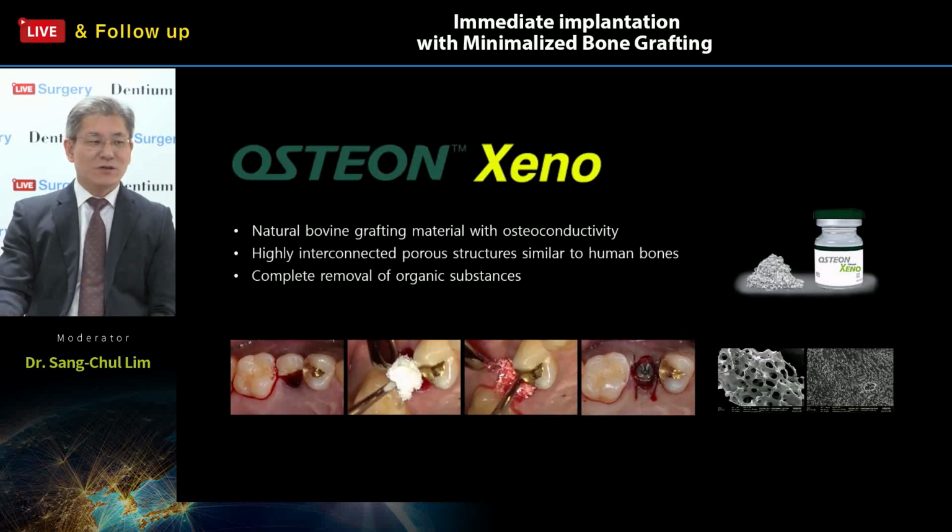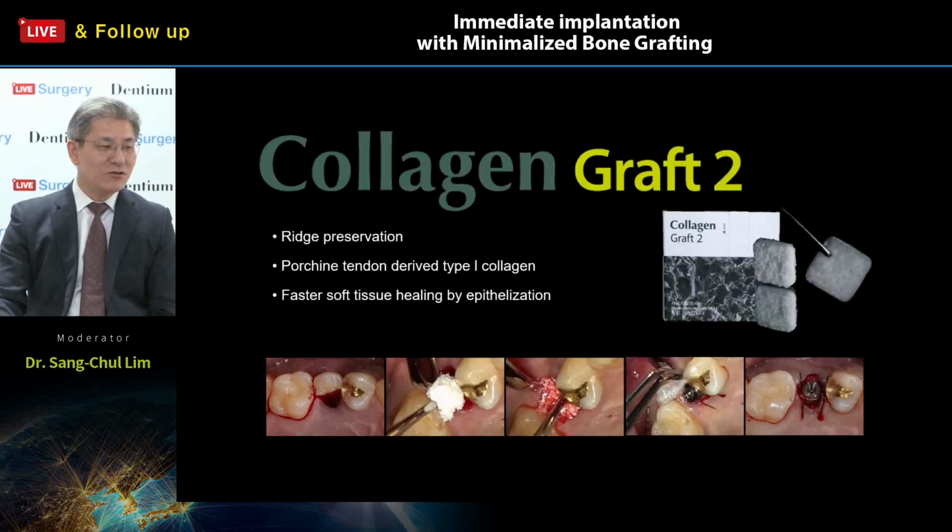Okay, about the xenograft. The graft materials come from bovine origin. These are natural bovine grafting materials with osteoconductivity, a highly interconnected porous structure similar to human bone, and completely organic substances. So there is a higher chance of remodeling and changing into normal host bone, the neighboring bone, in the grafting area. So this xenograft material is a better option for gap filling today.